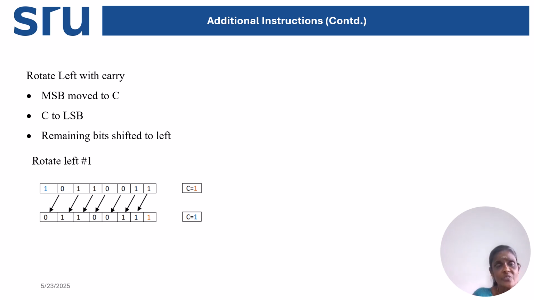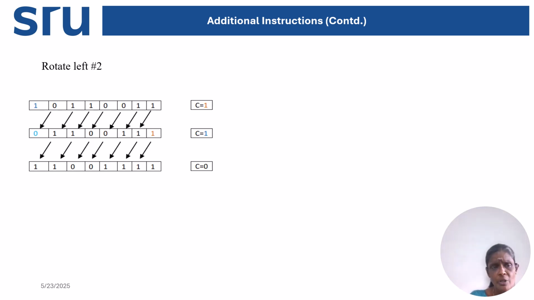So first, what is the condition? MSB is moved to carry. This is MSB and it comes here, carry. And then the carry is moving to LSB. Carry 1 and it is coming here. That's all. Remaining bits, as usual, we have to shift left: 0, 1, 1, 0, 0, 1, 1. That's all.